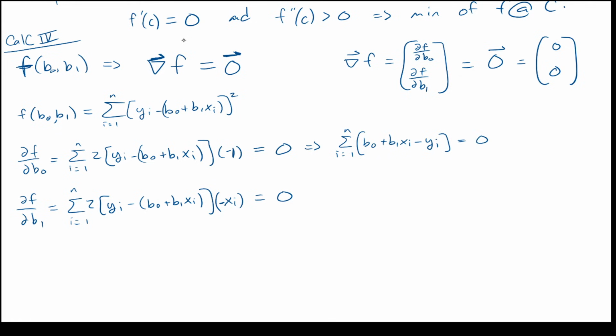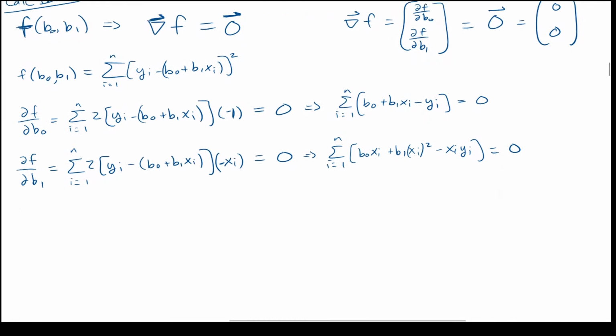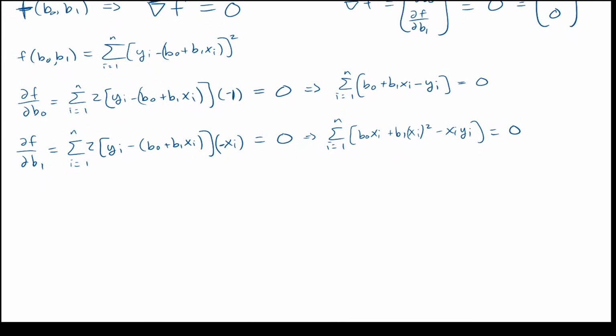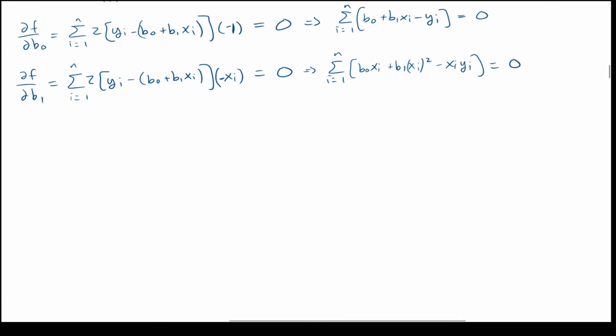equals 0. Same thing down here, divide by 2, distribute the negative xi, get the summation i equals 1 to n of, we'll call it, b0 xi plus b1 xi squared minus xi yi equals 0. And now we're just going to rearrange the two summations.